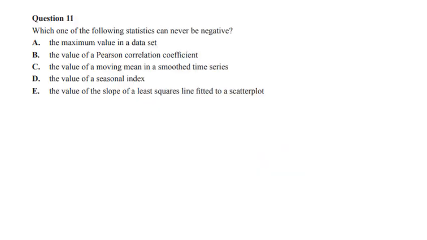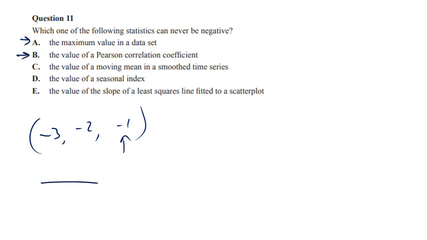Okay, worded question. Always think not just which is the right answer, why the other one's wrong. Let's have a look at A first. A says the maximum value in a data set can never be negative. Can never be negative? Well, look, here's a data set: -3, -2, -1. The maximum value there is -1. That is definitely possible.